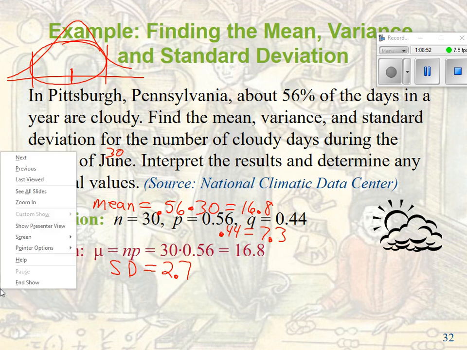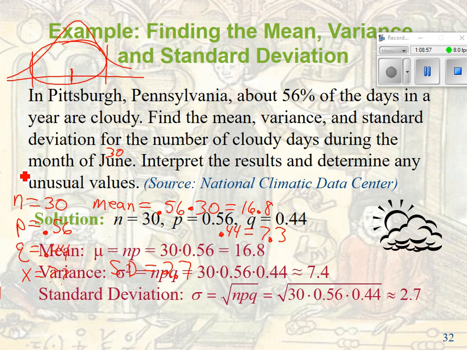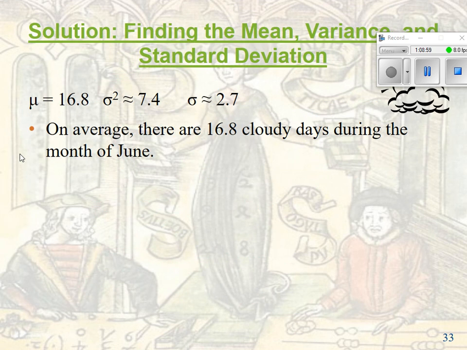16.8, is that what we got? 0.7. See, being the northern zone.